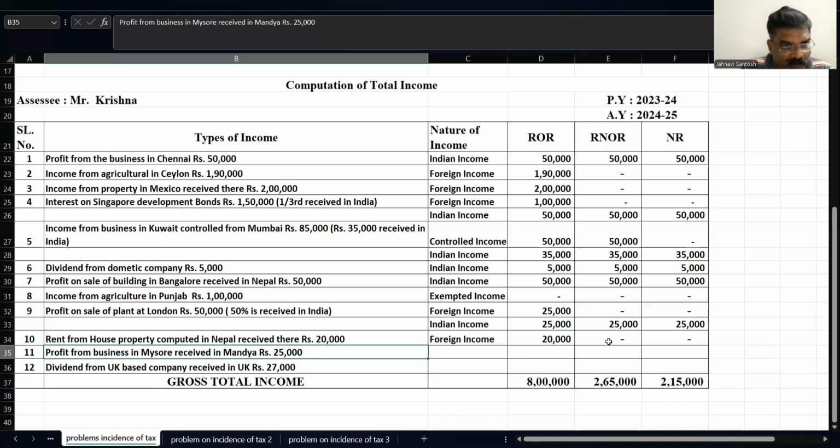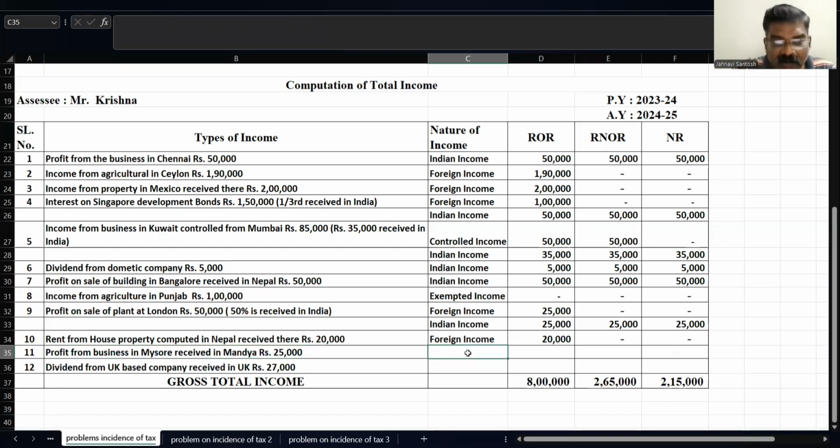Next we come, children. Profit from a business in Mysore received in Mandya. See, both are in India. Mysore is in India, Mandya is also in India. Basically, both are in Karnataka. So we treat that as an Indian income, since the income is earned in Mysore and received in Mandya, both inside India. And if it is an Indian income, it is taxable in all the three cases: resident and ordinarily resident, resident but not ordinarily resident, and non-resident.